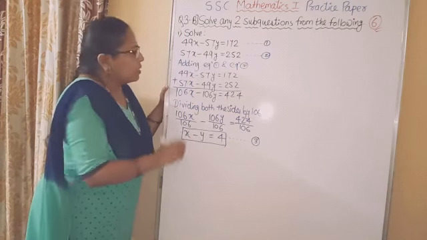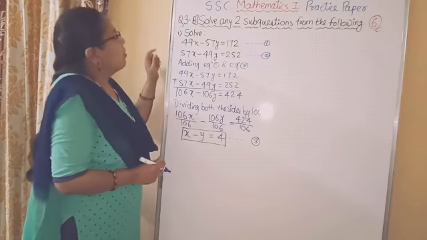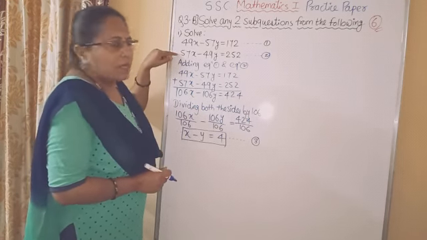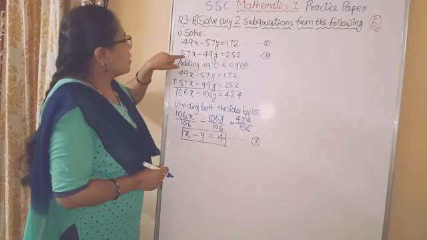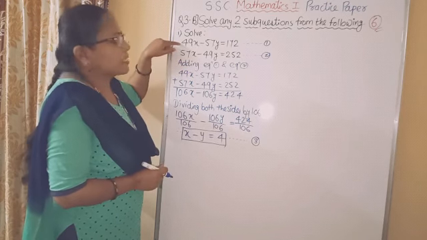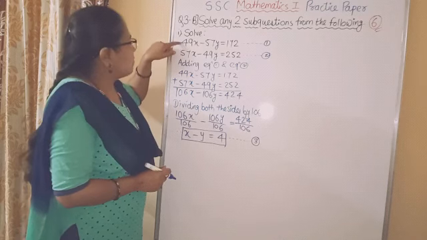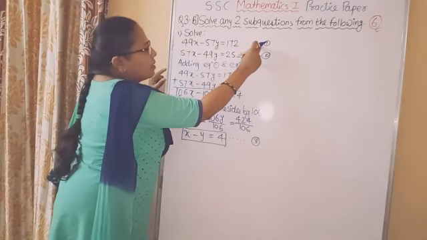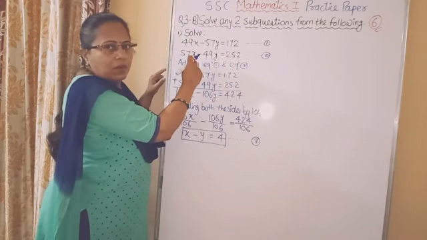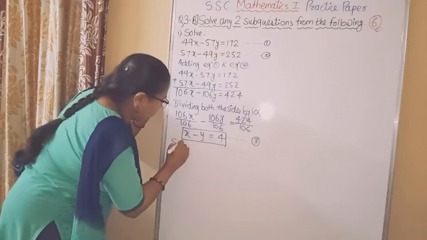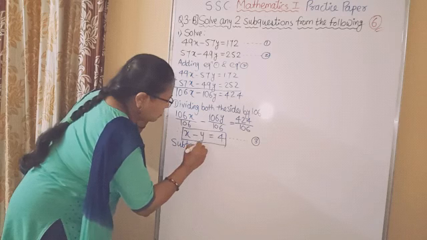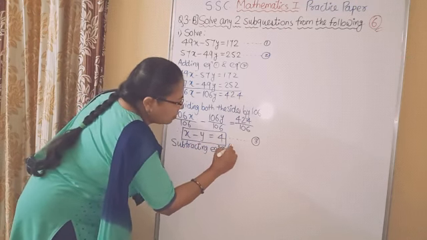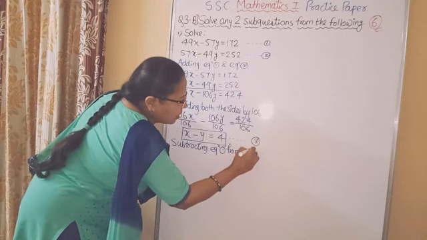Okay, equation number 3. Now we will subtract the equations. For that you have to observe the coefficient of x. The coefficient of x in the second equation is greater than the coefficient of x in the first equation. 57 is greater than 49. So we have to subtract equation 1 from equation 2. Subtracting equation 1 from equation 2.